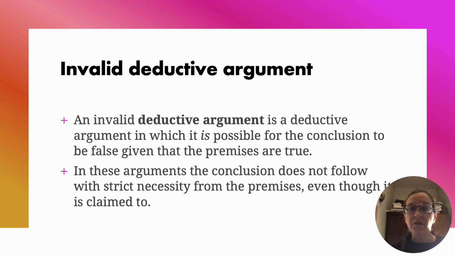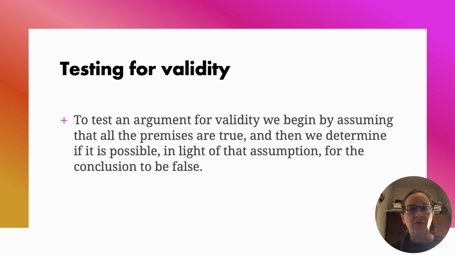So, in an invalid deductive argument, it is possible for the conclusion to be false given that the premises are true. There's no wiggle room here at all. So if the premises are true and it's possible for the conclusion to be false, then it's invalid. The conclusion does not follow with strict necessity from the premises, even though it claims to, because if it didn't claim to, it wouldn't be a deductive argument, right? We saw that before. So how do we know? How do we test? Well, we can ask ourselves whether it's possible, if the premises are true, that the conclusion could be false. Because if it's possible, then it's not a valid argument.